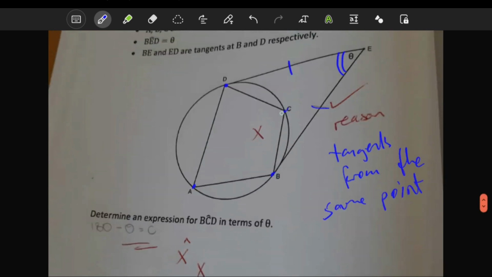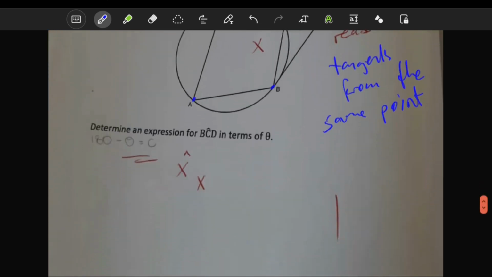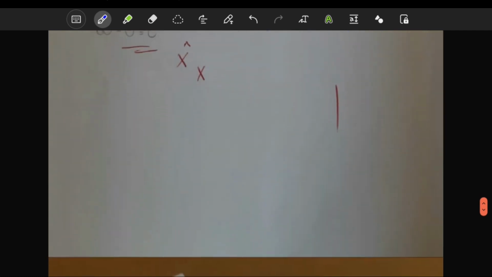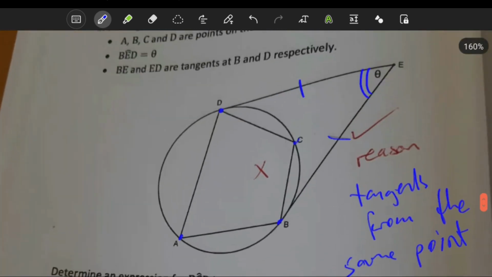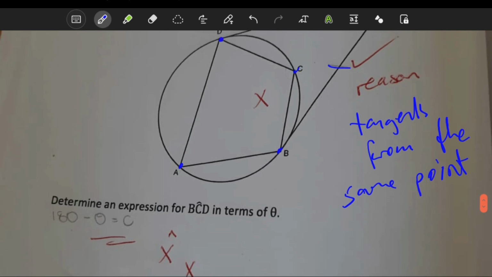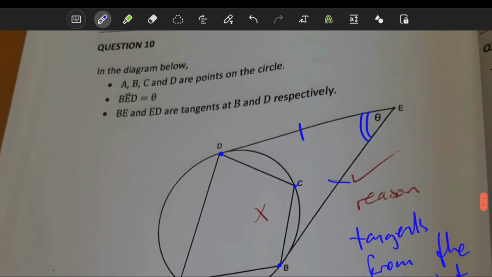BCD, you need an expression for that in terms of theta. Well, I don't see the mark allocation here, but anyways, the idea is, we know that this is a cyclic quad. So, yeah, the only thing is the mark allocation is missing now. Anyways, what do we know?